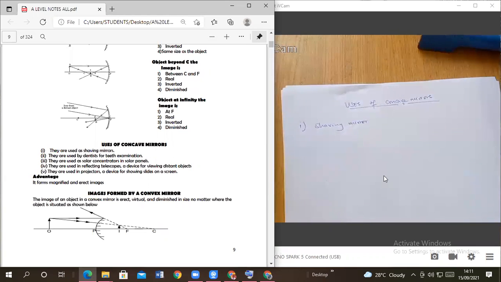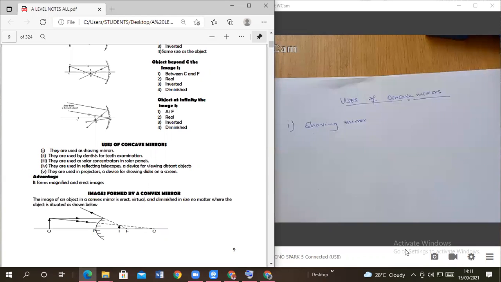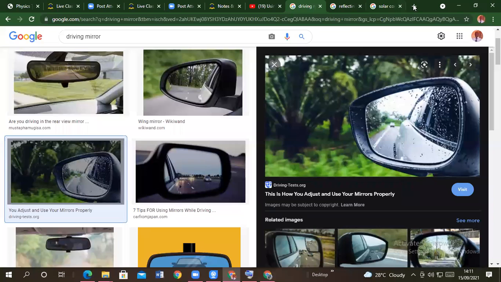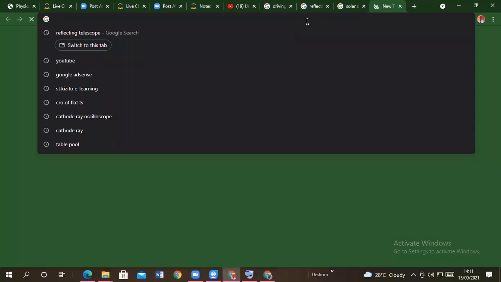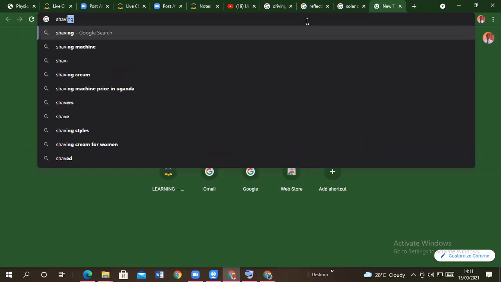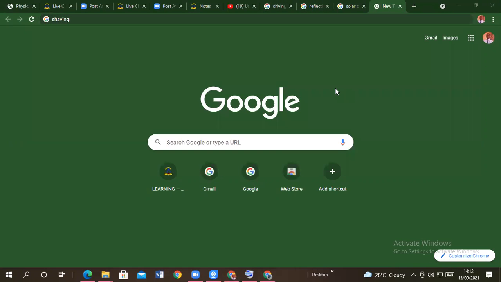You know what a shaving mirror is, members? Let me ask you this question. Have you ever used a shaving mirror? For example, let me ask Stephen, you are the one with beards. Have you ever used a shaving mirror? Sometimes students say, we don't know what you are talking about. Even we don't know what a shaving mirror is. So let me first show you what a shaving mirror is, and then you understand what we are talking about.